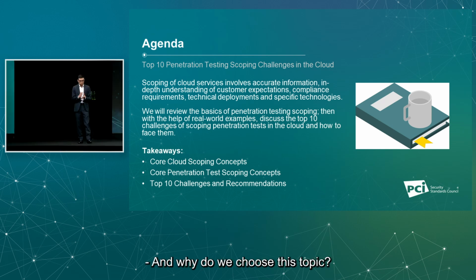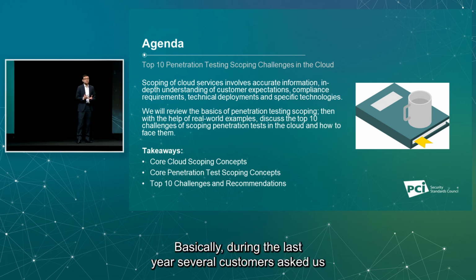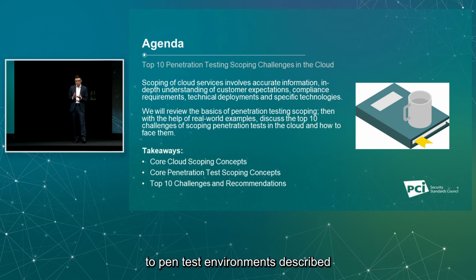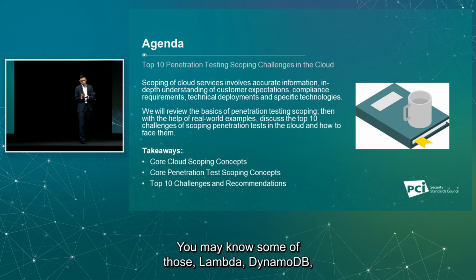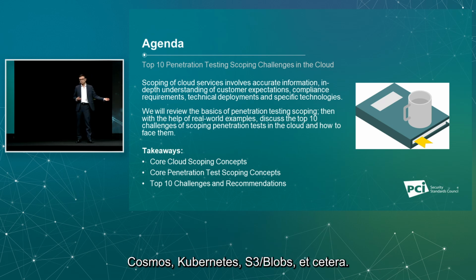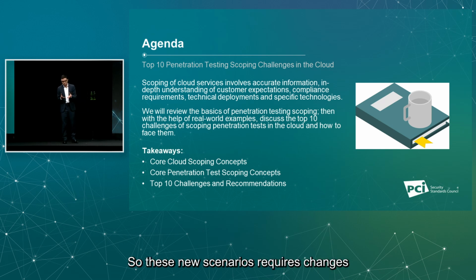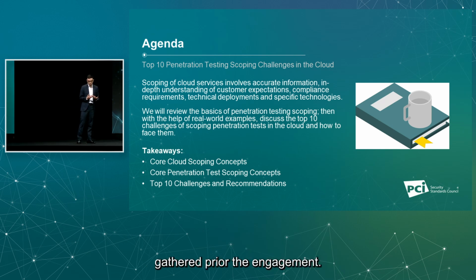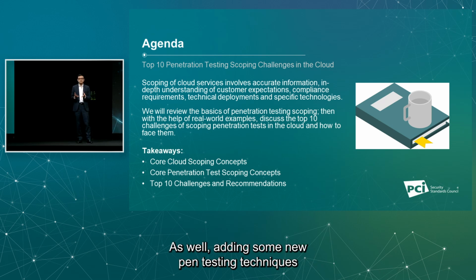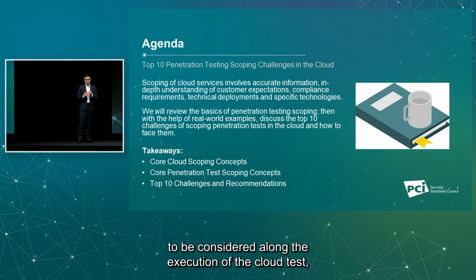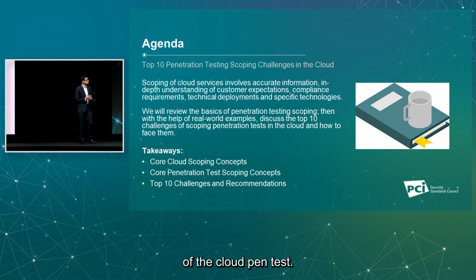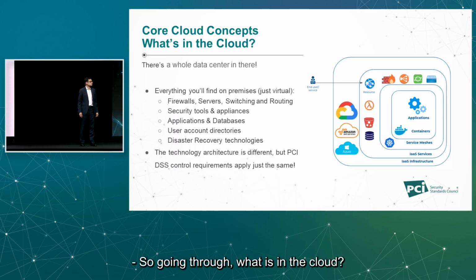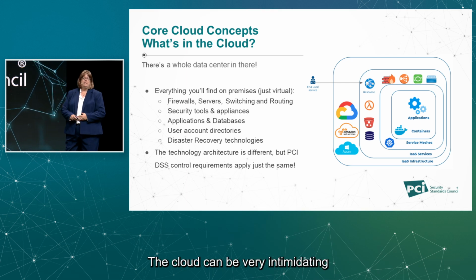And why did we choose this topic? Basically, during the last year, several customers asked us to pen test environments that were described with a lot of technical verbiage. You may know some of those: Lambda, DynamoDB, Cosmos, Kubernetes, S3, blobs, etc. So these new scenarios require a change in the scoping questions and information to be gathered prior to the engagement, as well as adding some new pen testing techniques to be considered along the execution of the cloud pen test.